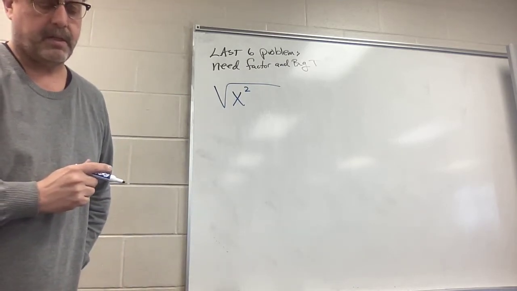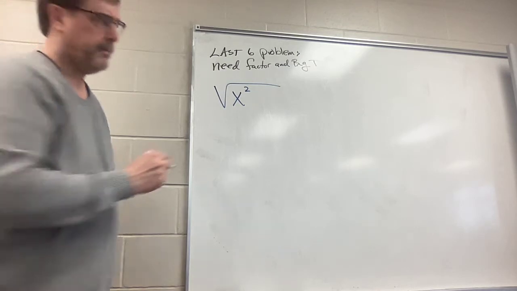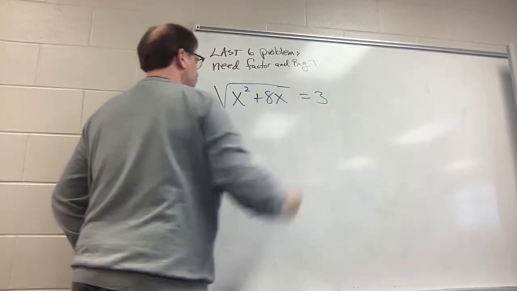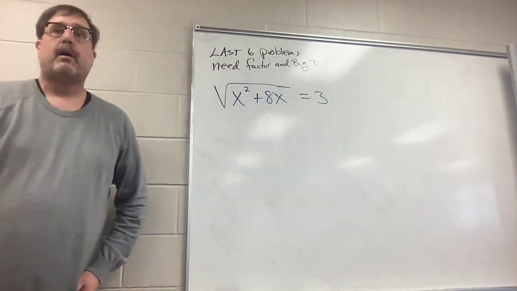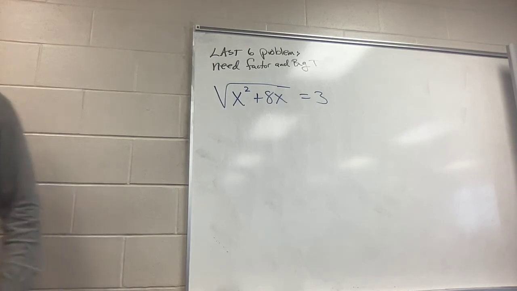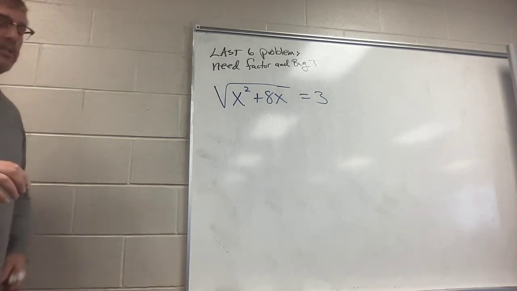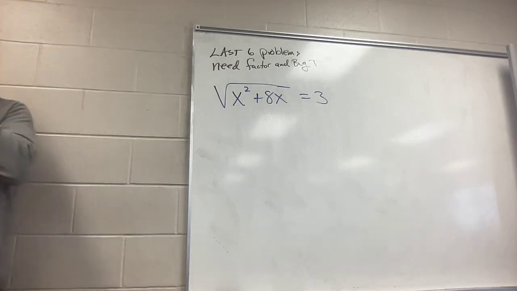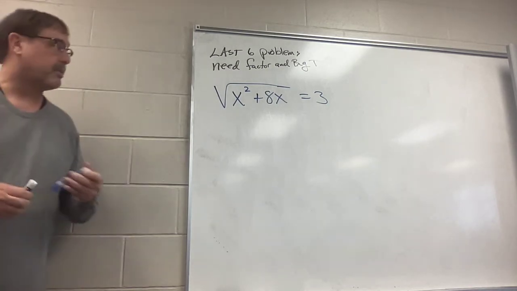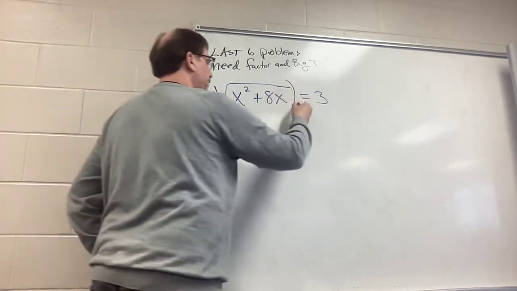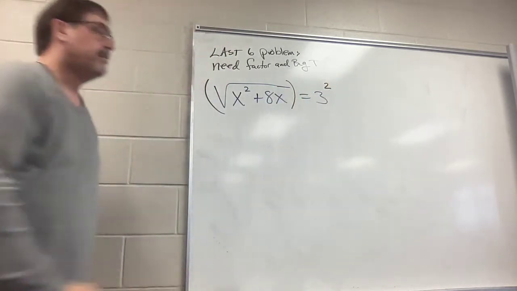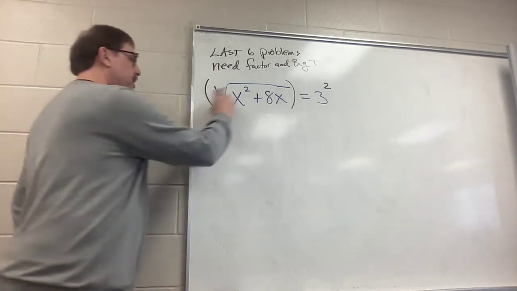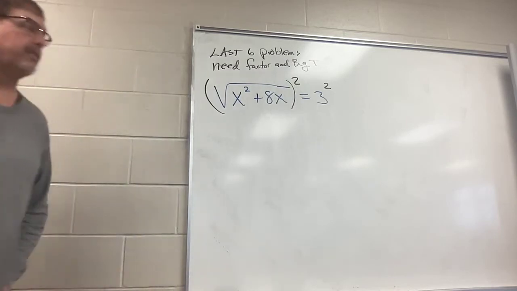Gotta make sure I write this right. All right, the square root is as alone as possible. The square root is as alone as possible. So we're going to square both sides. The square root and the square counteract each other.